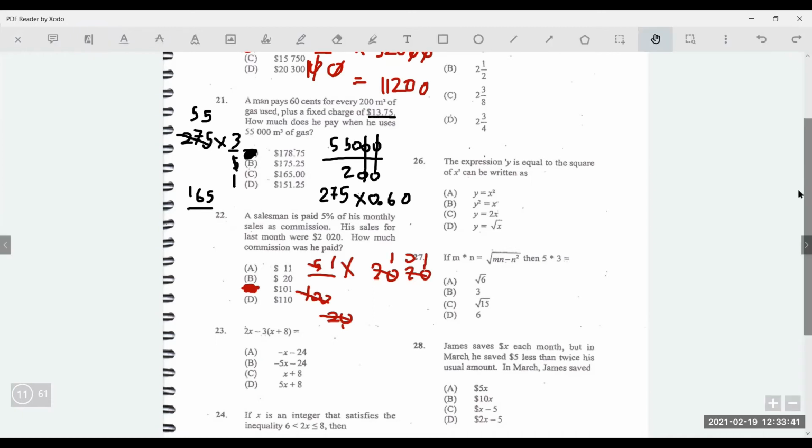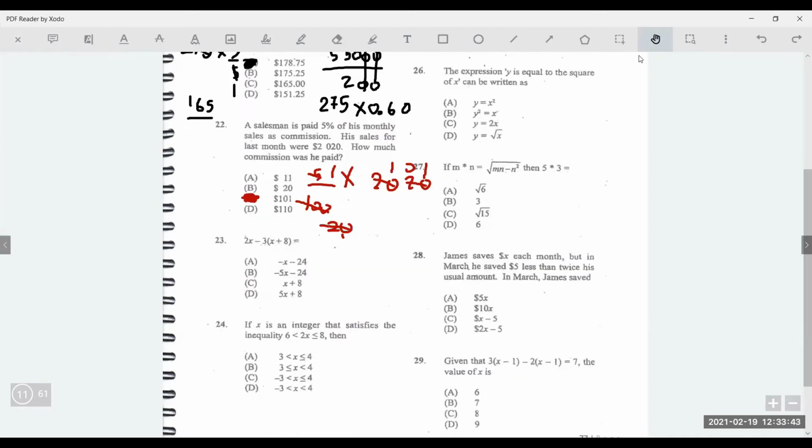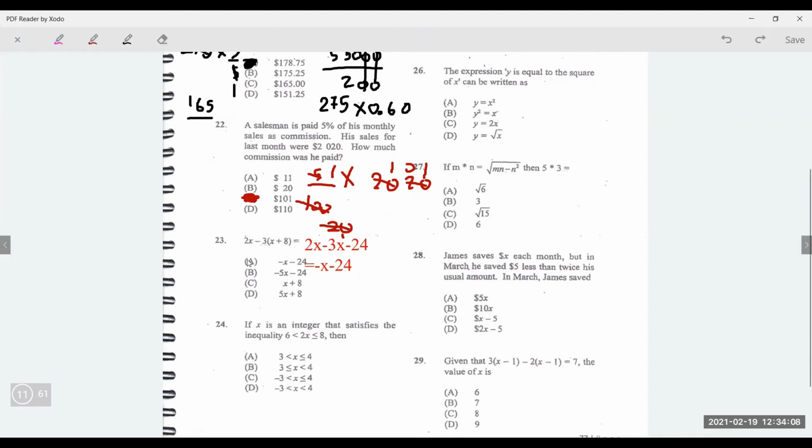Easy question. Question 23. It says 2x minus 3 times in bracket x plus 8. Simplifying, you'll get 2x minus 3x minus 3 times 8 is 24. So 2x minus 3x is minus x, and then you have minus 24. Yep, that's option A. No problem whatsoever.